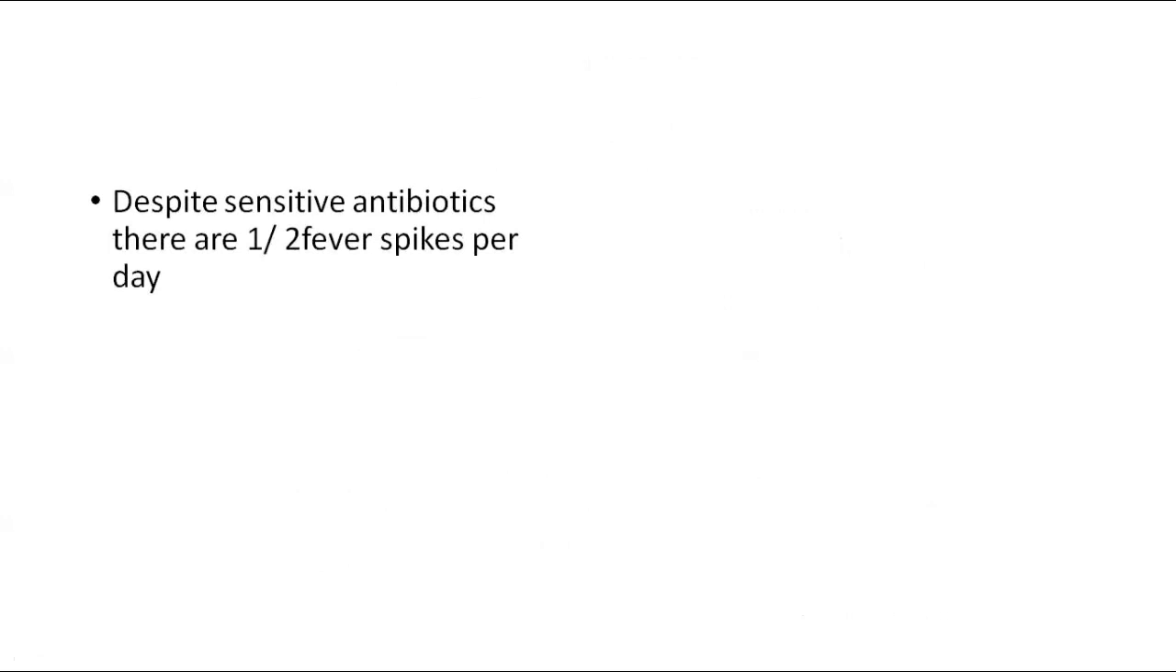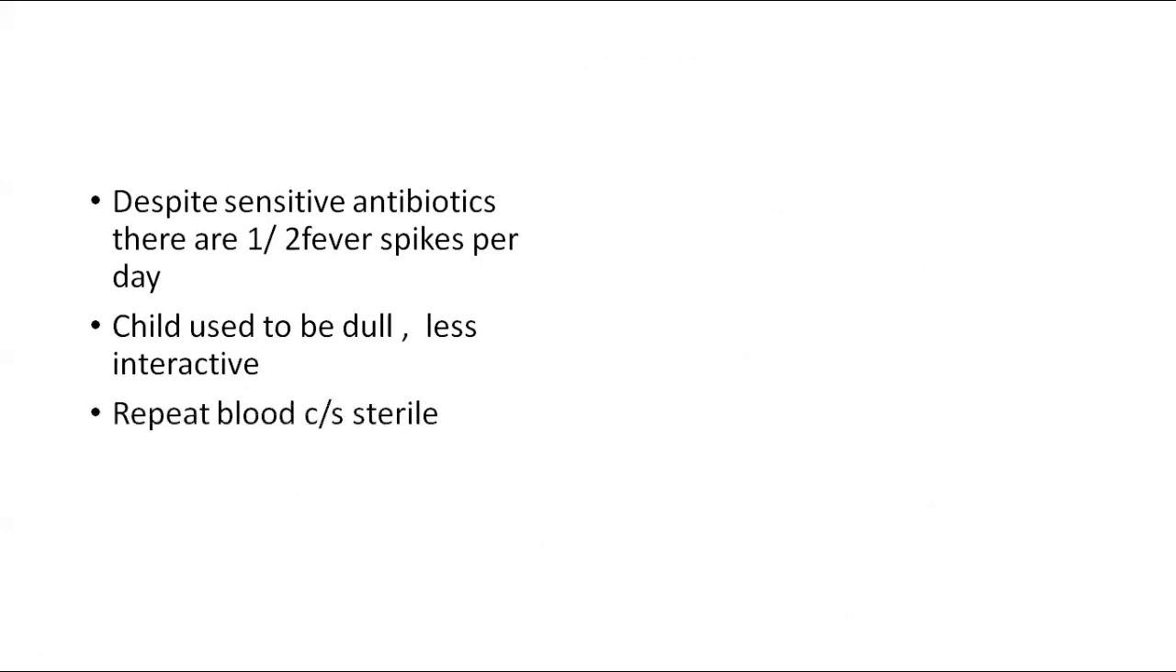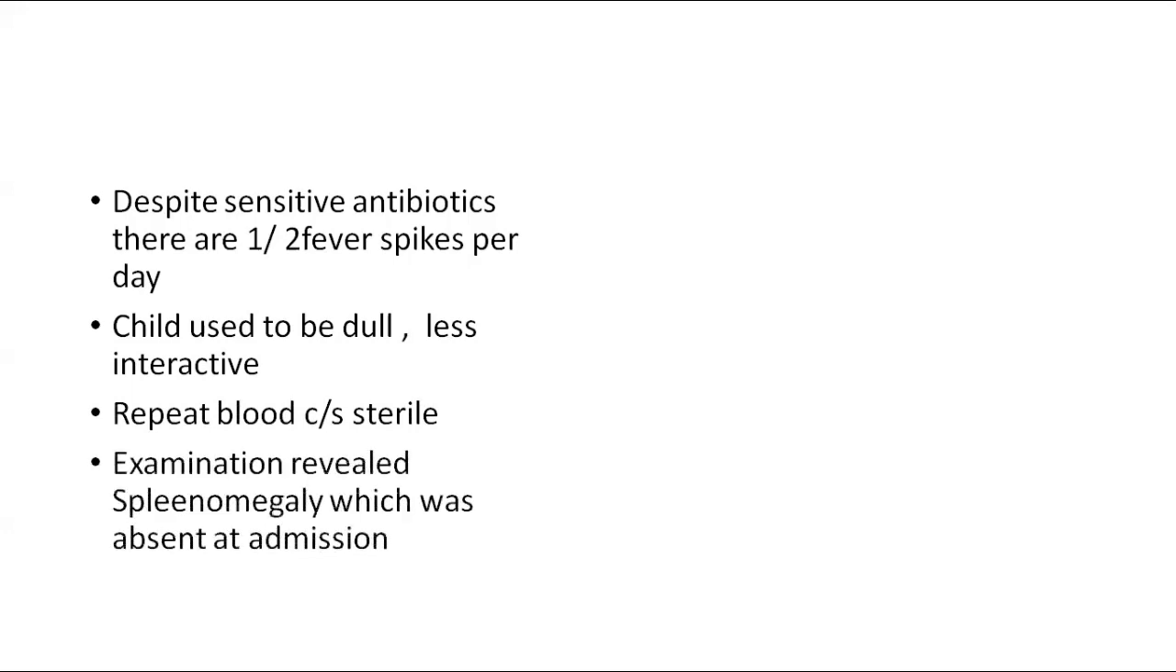So despite giving sensitive antibiotics, this child continued to have one or two fever spikes per day. And the child used to be dull and less interactive, and even her appetite is poor. So we sent a repeat blood culture, which is sterile.